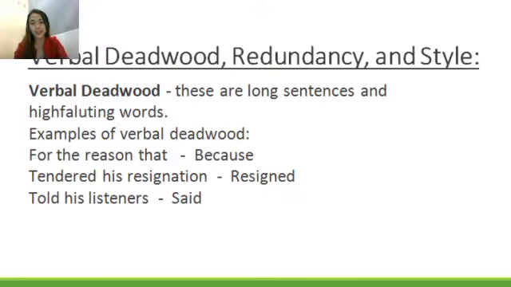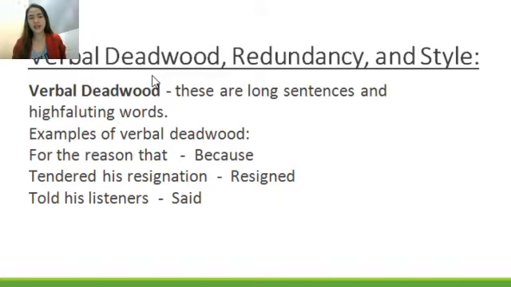Sobrang daming jargons ngayon na words. The verbal deadwood, redundancy in style. When we say verbal deadwood, guys, these are long sentences and high-floating words. We have here, for the reason that, pwede ka namang gumamit ng because, di ba? Tendered his resignation. Pwede namang resigned na lang. Told his listeners. Pwede masabihin said na lang, 'di ba?